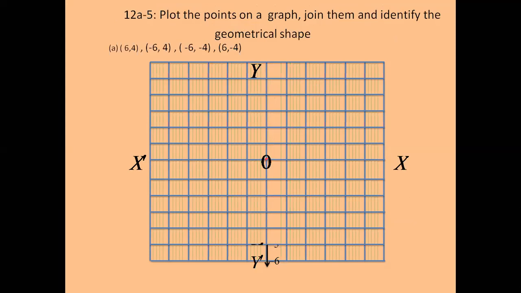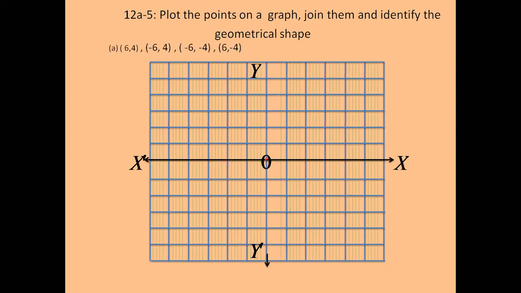Now the main point and the real maths, I should say. Here you have to plot the points and join them. You have to join them and identify the geometrical shape. Okay, so let's go. First of all, we will make the xy plane, that means like that. The graph will be given and you have to do like that.